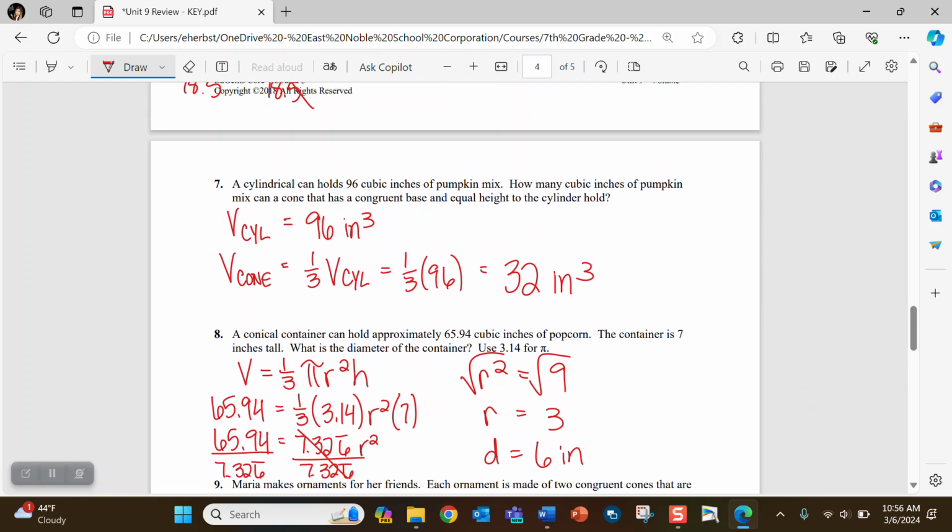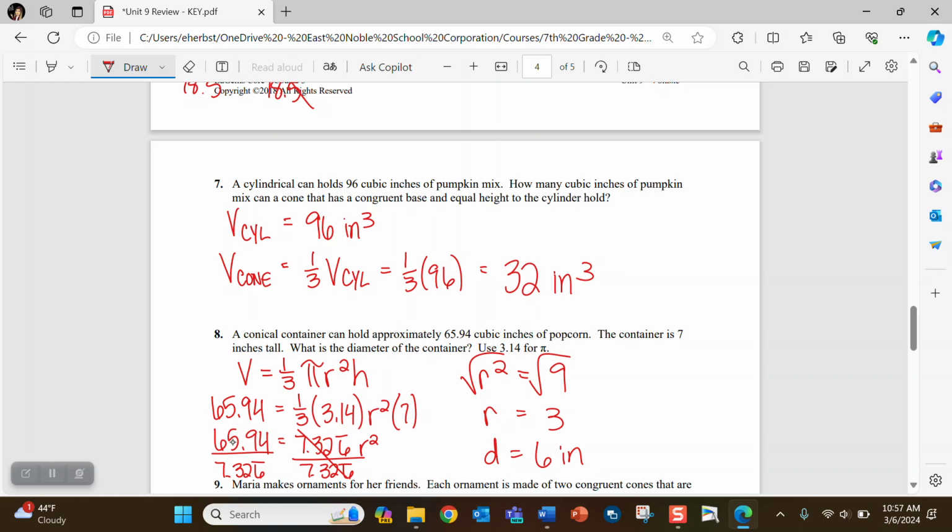Question 8 talks about a container in the shape of a cone. So I have the formula for volume of a cone there. We're given the height and asked to find diameter. So be careful here. Another repeating decimal in this problem, 7.326 repeating. Notice the repeating bar there. Please don't drop that or lose that or try to round that number. You should be using that number as is. Remember, we don't round until the very end.